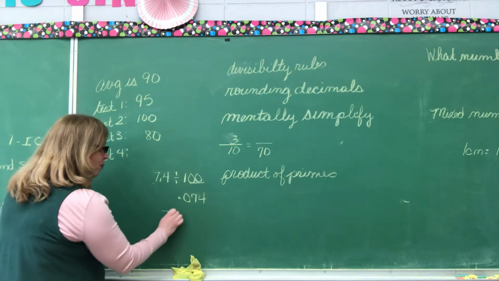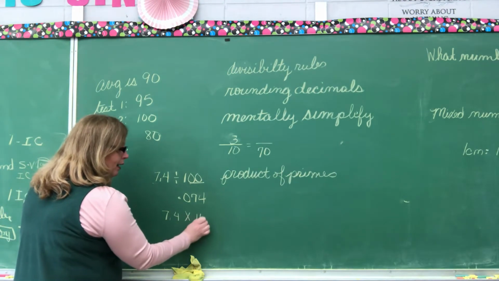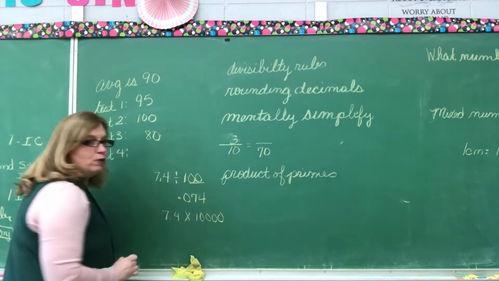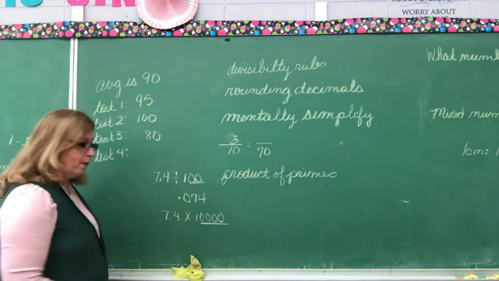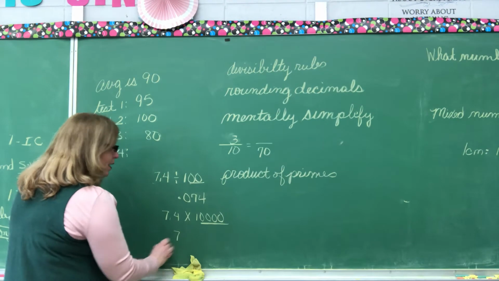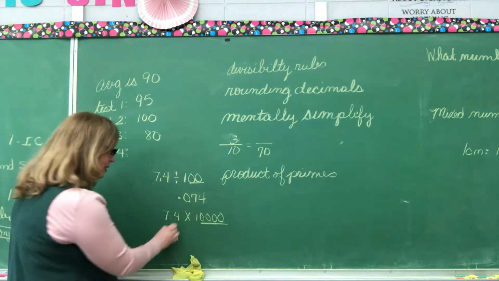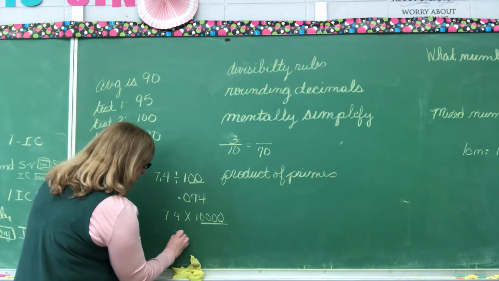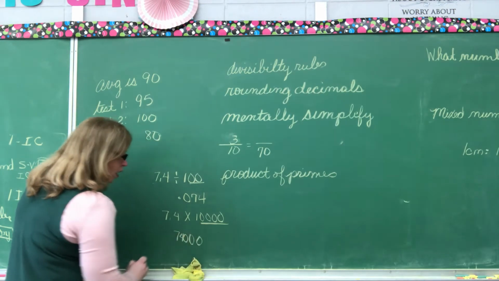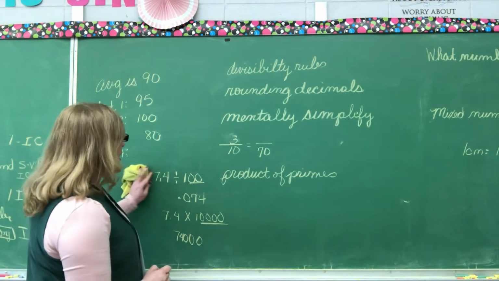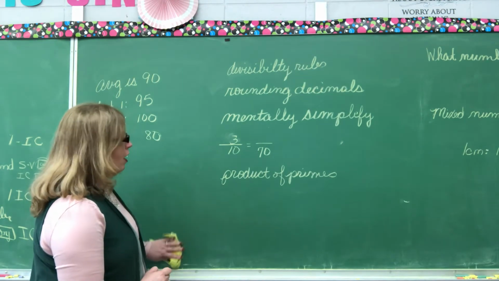Okay, what if I want to multiply it? What if it's 7.4 and I want to multiply it by 10,000? Okay, well, how many zeros are there? There are 4. Here's your number, 7. We've got to move our decimal place 4 places. So we're going to go 1, 2, 3, and 4, and there's our number. Now, let's go to the next thing on the test.